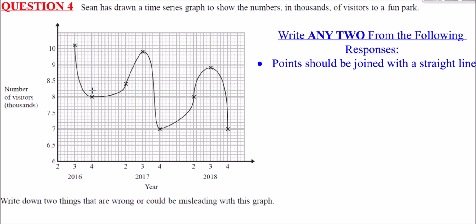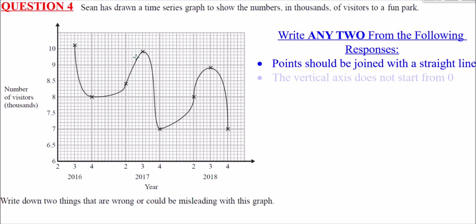If it's discrete, they should be joined with a straight line. A curve would imply that he's measuring these visitors continuously all the time, which he's not. And also, it's implying that he knows what's happening between one point and the next, which he doesn't. So if anything, these should be joined with a straight line, not curves. That's the first thing to mention.